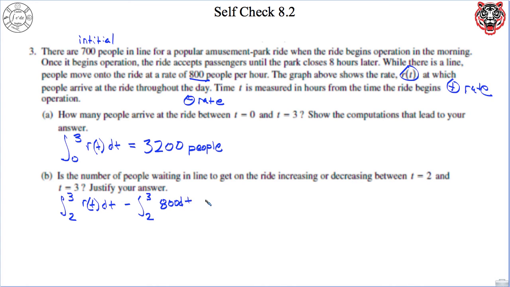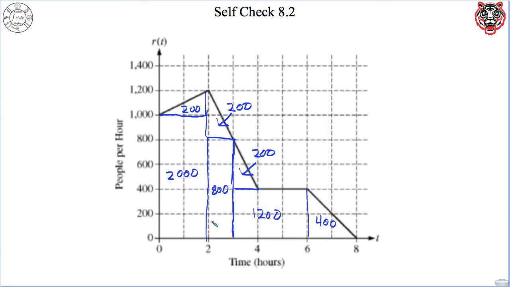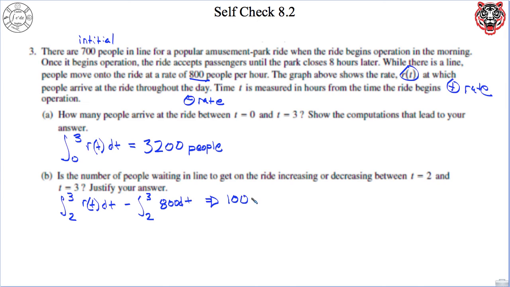Between 2 and 3 of R(t) dt, and we need to subtract the integral between 2 and 3 of 800 dt. All right, so when we do that, between 2 and 3, we need to come back to the graph. Between 2 and 3, it's 1,000. So this is going to be 1,000 minus, and then 2 to 3, so I do 3 minus 2, which is 1, times 800. So this is going to be 800. That is 200. So we have a positive number. Remember, we're only looking for a number that is positive or negative.